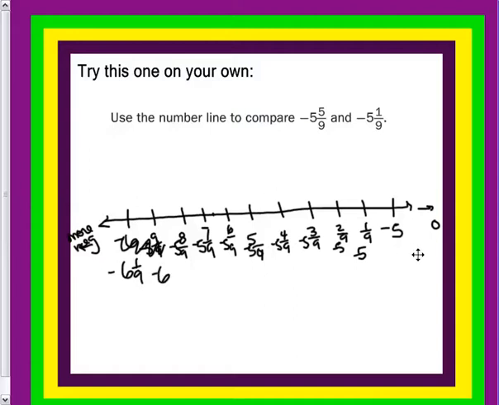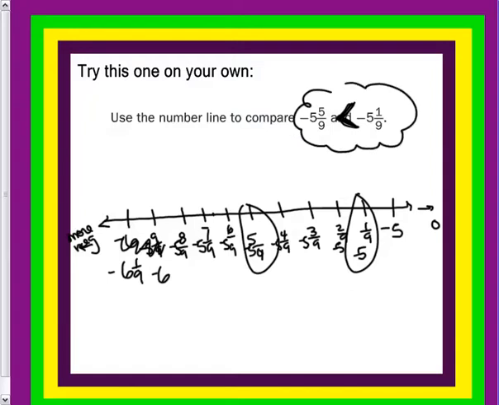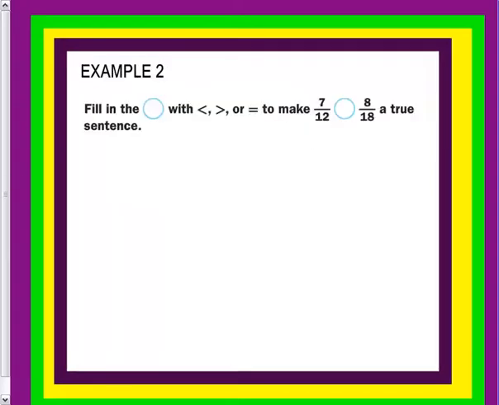If we look at these here, where would -5 and 1/9 be? Right here. And where would -5 and 5/9 be? Right here. So which is the greater? Closer to 0 when we're negative makes it a bigger number. So this would be our comparison. Make sure you have that written in your notebook. This time I don't want you to do it with a number line, but instead I want you to find common denominators. So we've got 7/12 and 8/18.